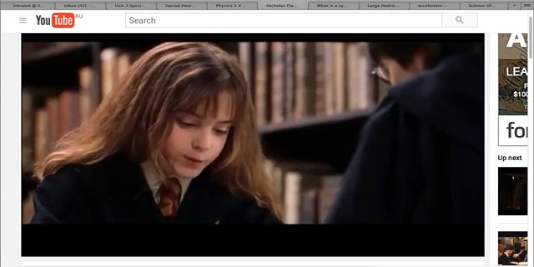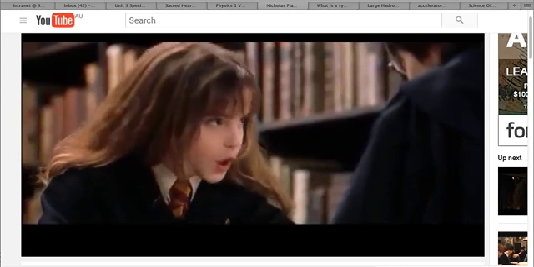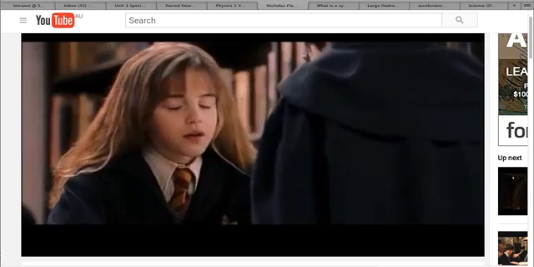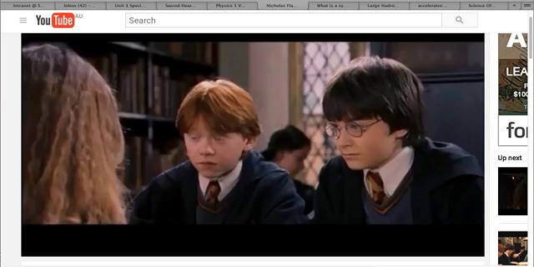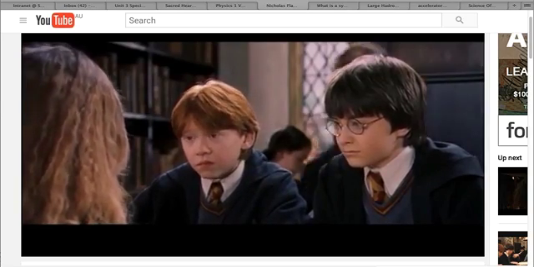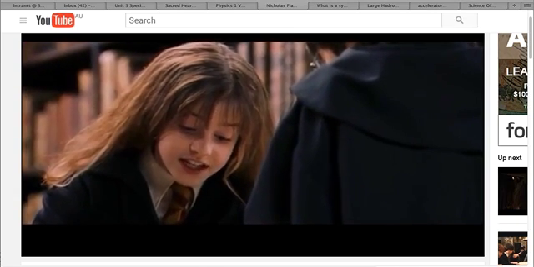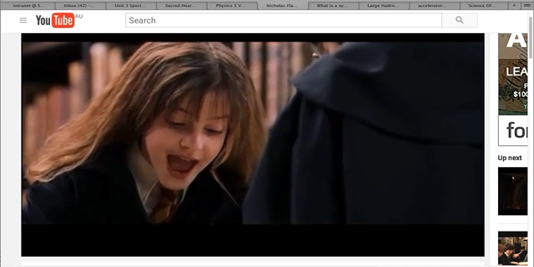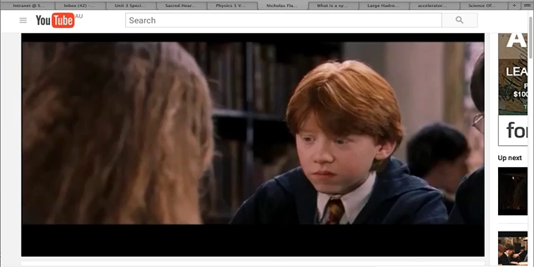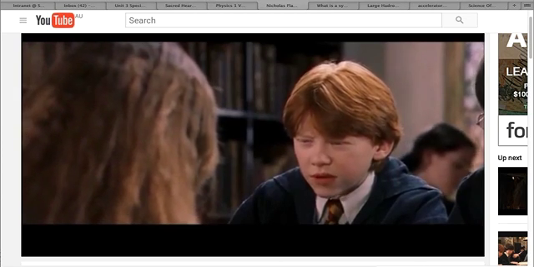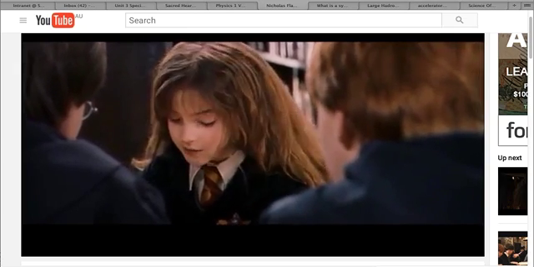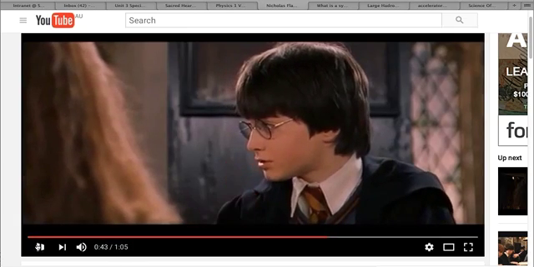Nicholas Flamel is the only known maker of the Philosopher's Stone. The what? Honestly, don't you two read? The Philosopher's Stone is a legendary substance with astonishing powers. It will transform any metal into pure gold and produces the elixir of life, which will make the drinker immortal. Immortal? It means you'll never die. I know what it means.